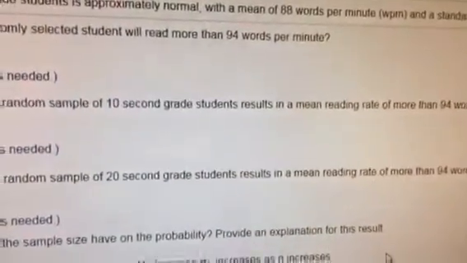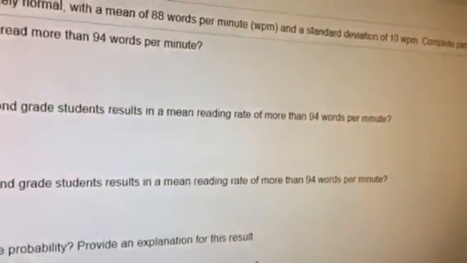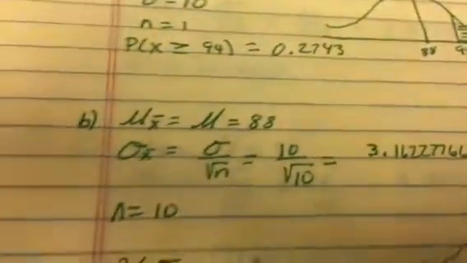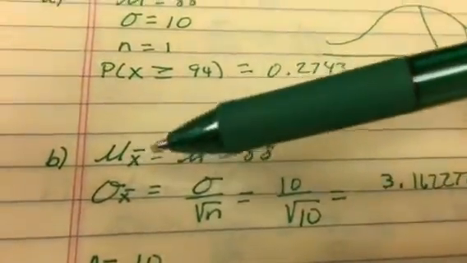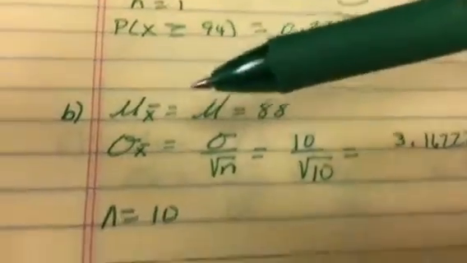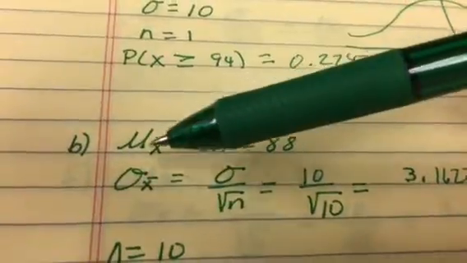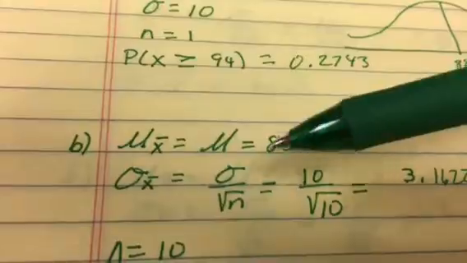Okay, now here's where it changes. What is the probability that a random sample of 10 second grade students results in a mean reading speed more than 94? Notice what we did. Okay, let me go through this. The mean of the population is going to stay the same. So notice the mean of this sample, our n is 10. If we took the sample and we took the mean of it, the mean of the means is the sample mean. That never changes. The mean stays the same.